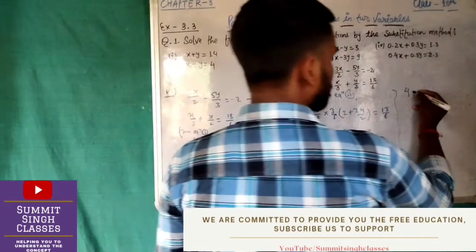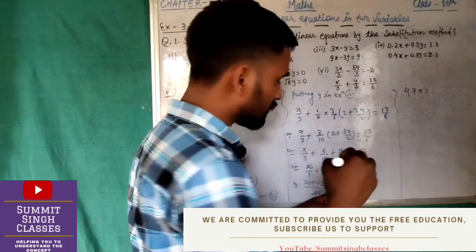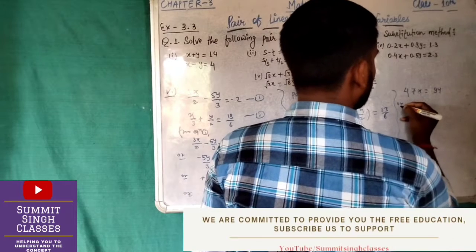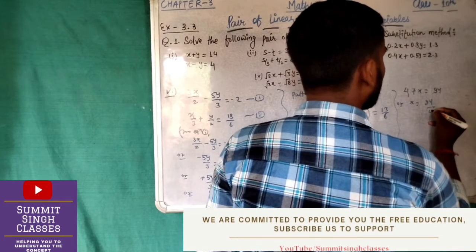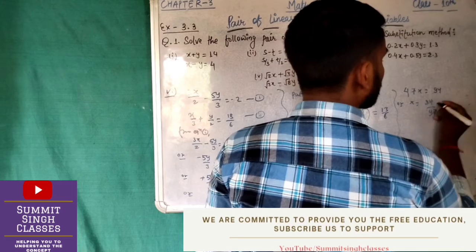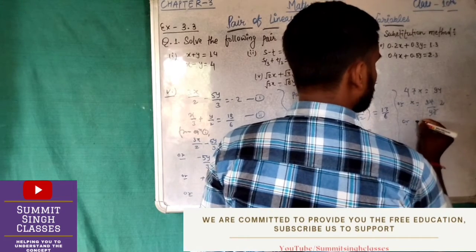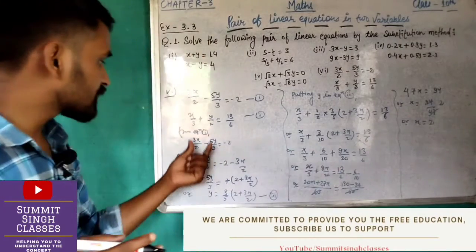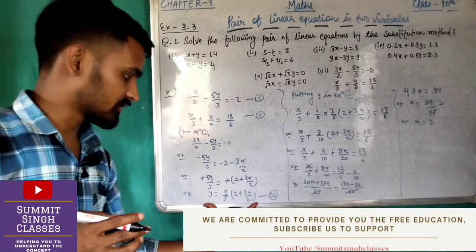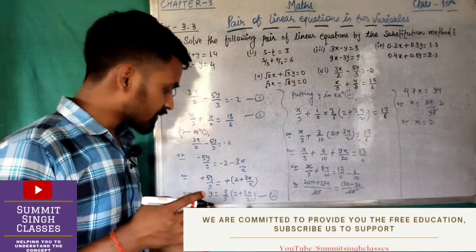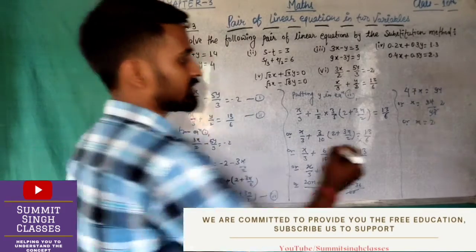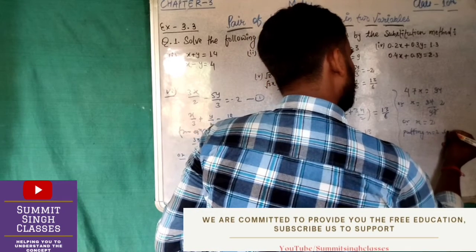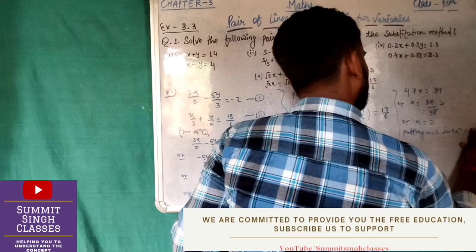20x plus 27x will be 47x, and that will be equal to 130 minus 36, which is 94. So x is equal to 94 by 47, and the remaining is 2, so the value of x is 2. Now the value of x should be placed in equation third. So putting x is equal to 2 in equation third.